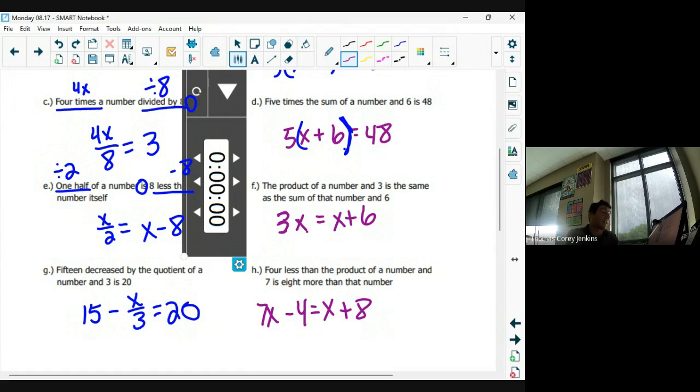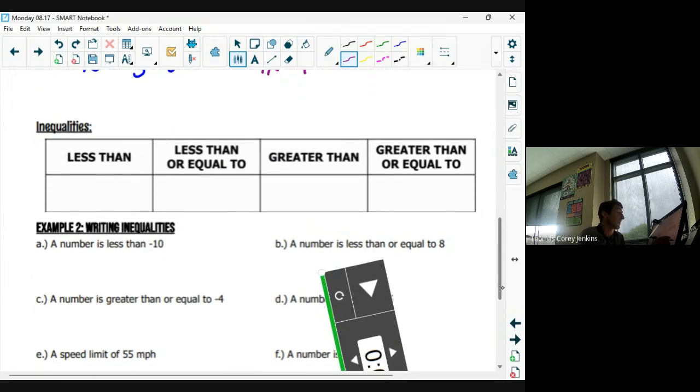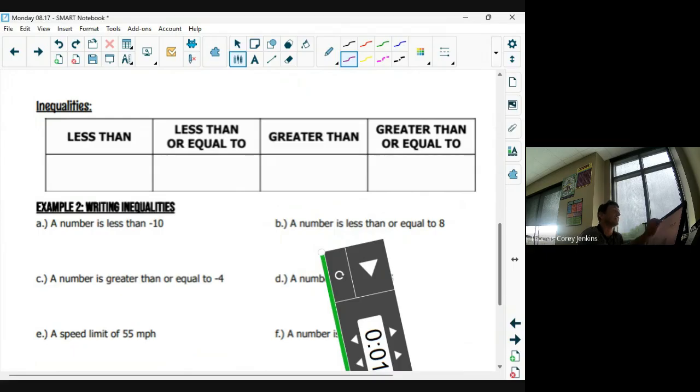Okay. Let's move on to the back side, where we're going to look at inequalities. Remember, your inequality symbols are as follows. Less than is that guy right there. Less than or equal to is that same guy with a line under him. Greater than goes the other way. Greater than or equal to is the same as greater than, but with a line underneath.